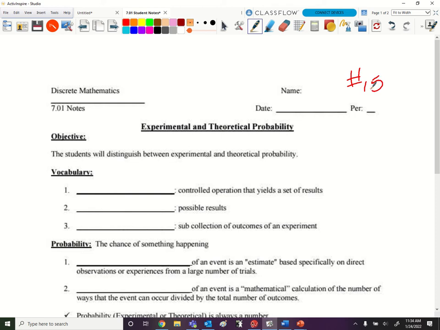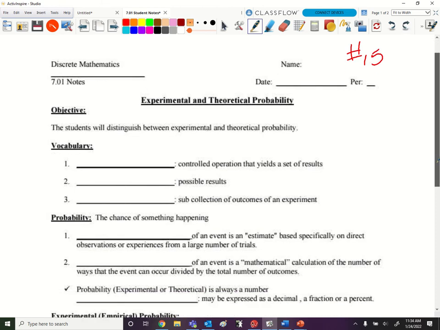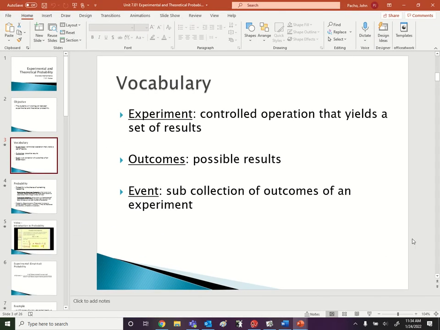All right, now, for these, students will distinguish between experimental and theoretical probability. So now, your vocabulary. I have it nice and printed off here for you so you can see it. Controlled operations that yield a set of results is an experiment. Your outcome is your possible results, and your event is a sub-collection of outcomes of an experiment. And for your use, here it is right here, nice and big.